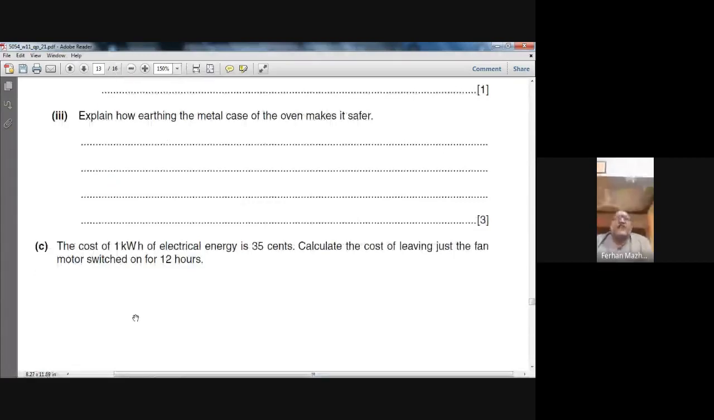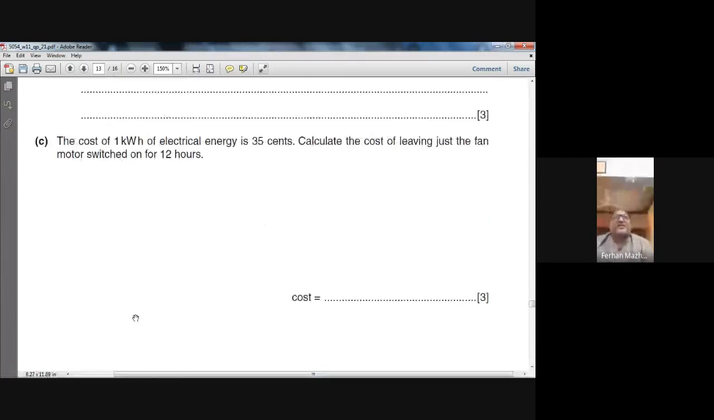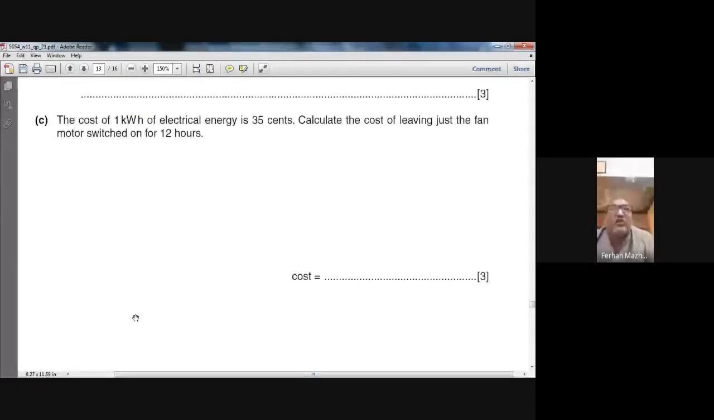Okay, next question. The next question is also of 3 marks. It says the cost of 1 kilowatt hour of electric energy is 35 cents. Calculate the cost of leaving just the fan motor switched on for 12 hours. One very important thing, and you also underline on your booklet: calculate the cost of leaving just the fan.